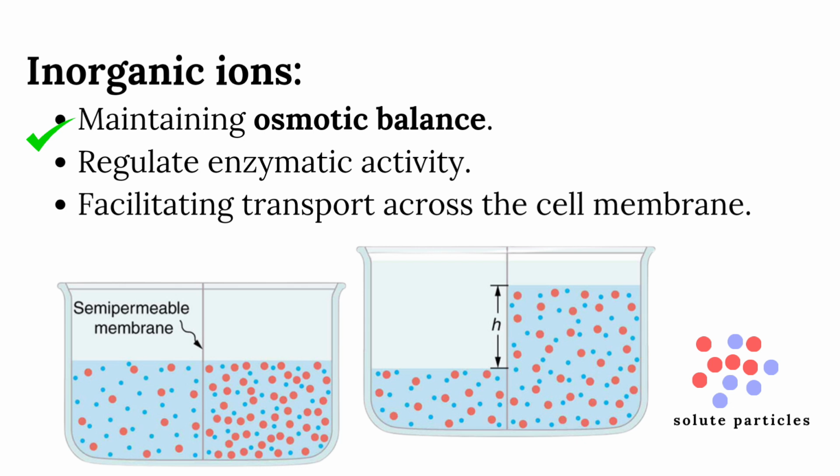Inorganic ions, that is salts, are essential for cellular processes. Maintaining osmotic balance is the regulation of water and solute concentration to maintain internal stability. Bacteria achieve this by controlling the movement of water across the cell membranes.